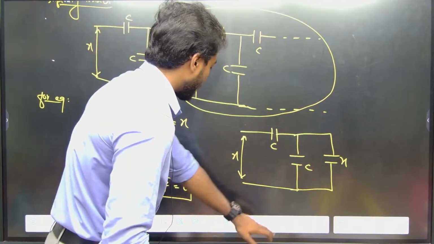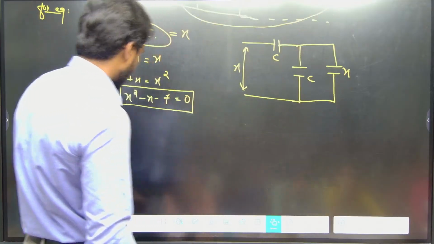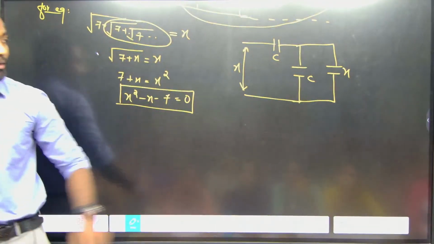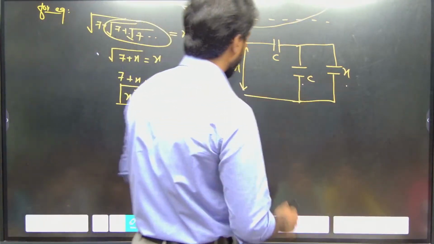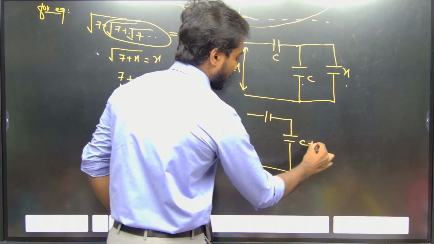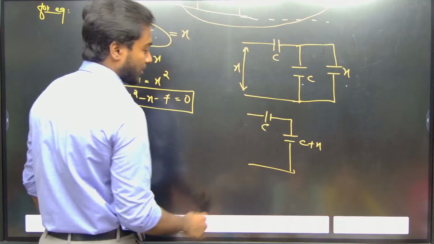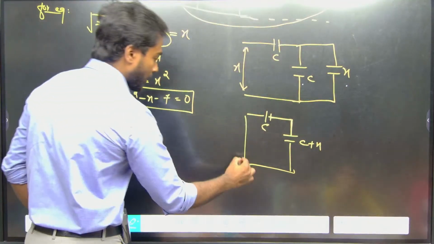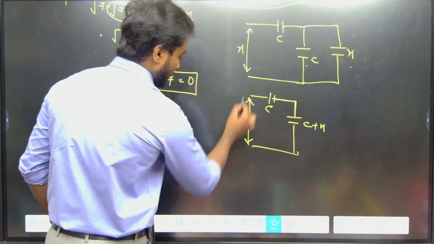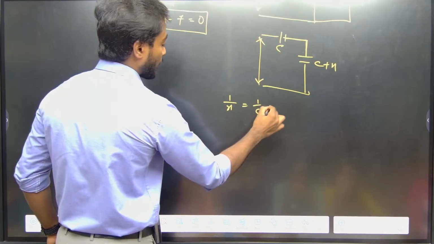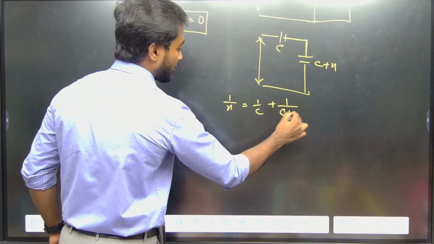So what is the formula for the parallel? C1 plus C2. If this is C1 and this is C2, what I can do? C plus x, and this one will be C. Is this series or this parallel? Series. Okay. So series in the sense 1 by x will be equals to 1 by C1 plus 1 by C2, which is nothing but C plus x.